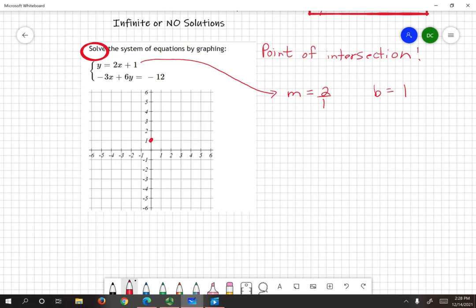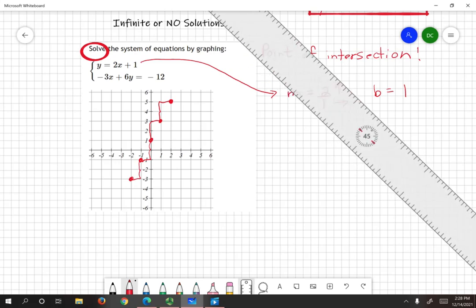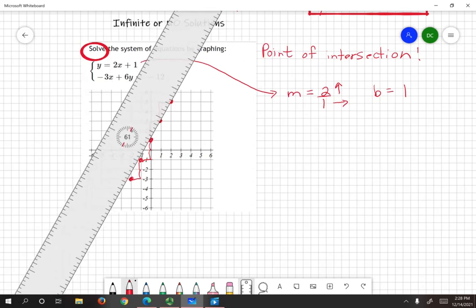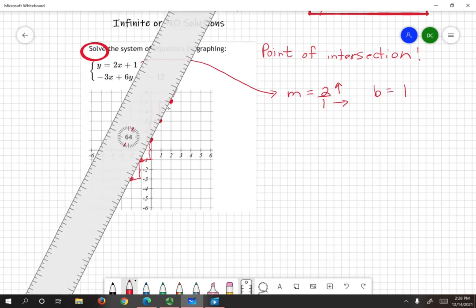Here's my y-intercept. I start with my y-intercept, and then this is my rise over my run. Down 2 over 1, down 2 over 1. So there's that line right here.